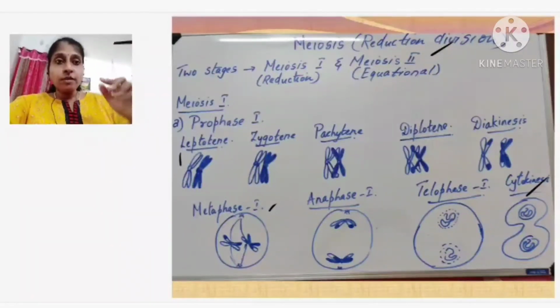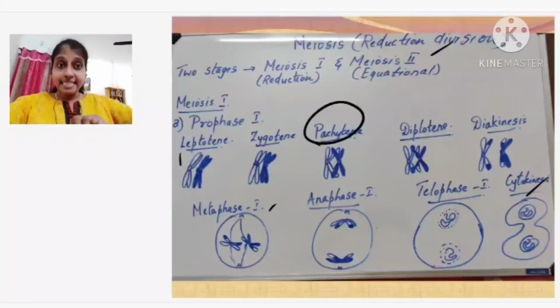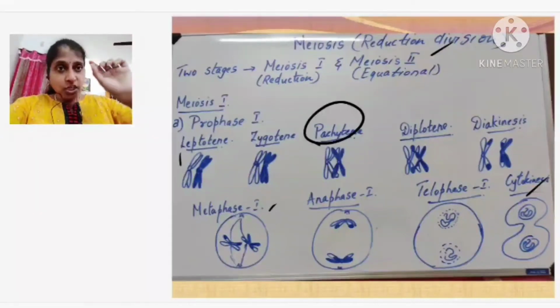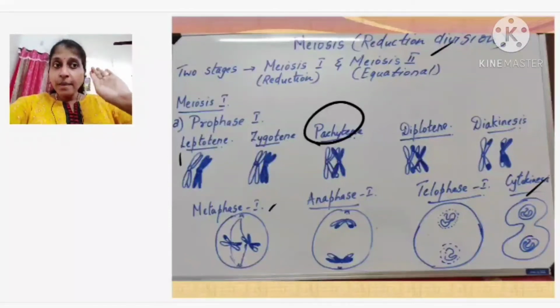So crossing over is taking place where? In the pachytene stage only you can find it. The crossing over is taking place, right? So the crossing over will be taking place at the junction where the synaptonemal complex was present. So there what is taking place? Crossing over is taking place.